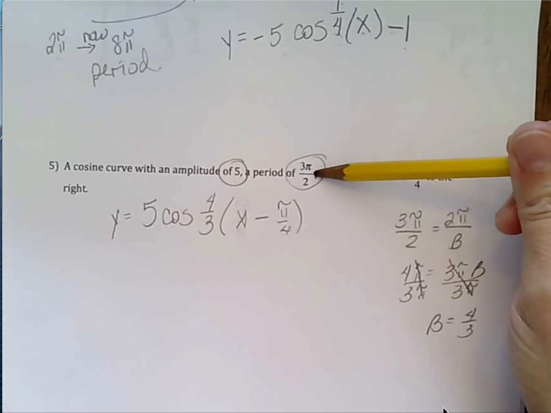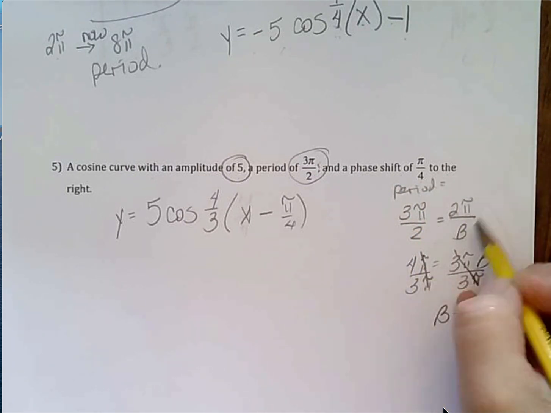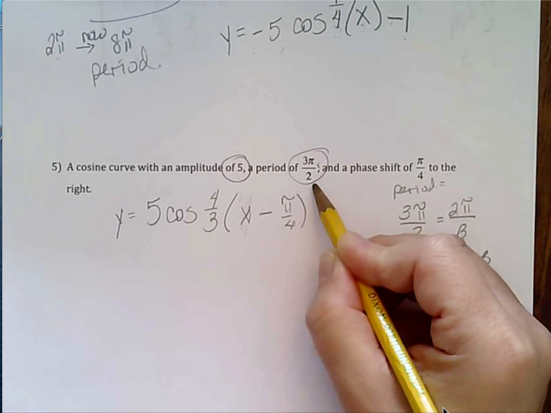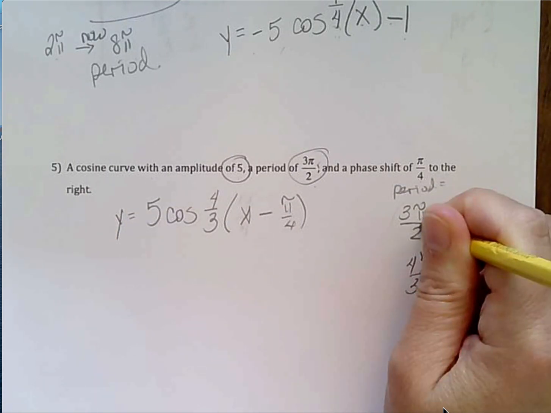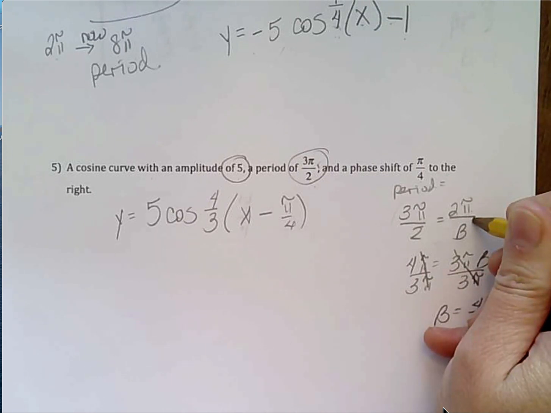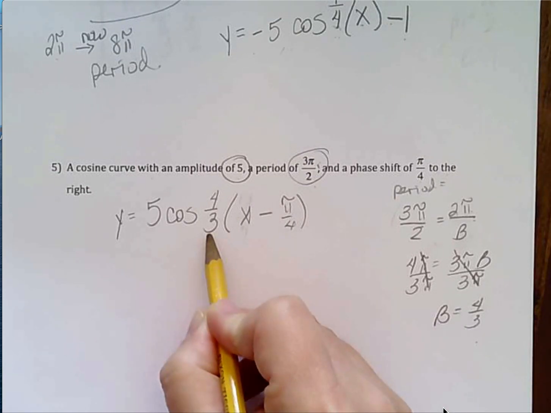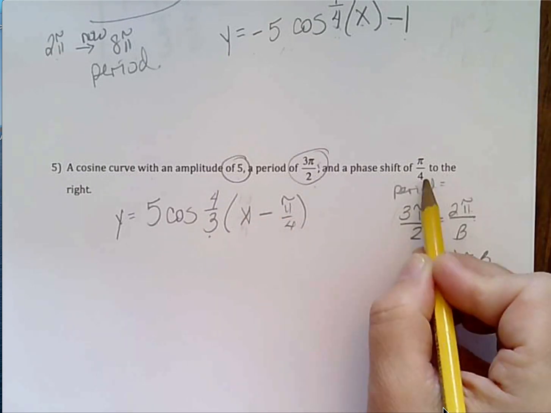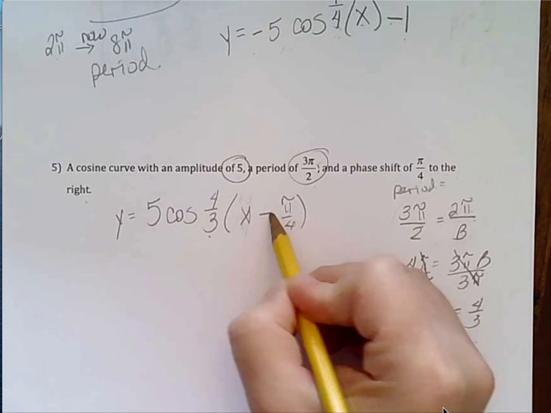My period, all period, 3 pi over 2. So now since you know that your period is equal to 2 pi over b, you replace the word period with whatever they give you in your equation or in your sentence, whatever the case may be. So this is now equal to 2 pi over b. Cross multiply, go ahead and solve, and my b is 4/3. So I plug that guy in here. Phase shift. As soon as I hear phase shift, parentheses x, pi over 4, close parentheses, to the right. Right is opposite, that's minus, right? There it is.